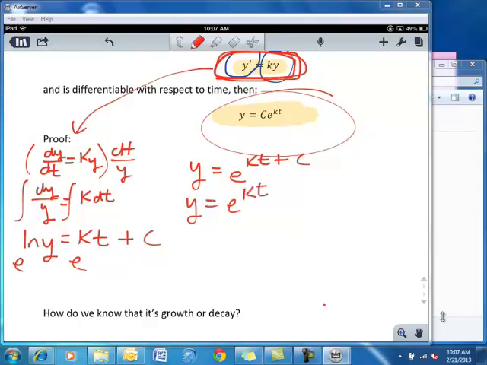Really close. I'll even put this in. Times. But when you multiply your bases, then you're supposed to add your exponents. And so those exponents are a sum. That means you have to break it apart by multiplication. Make sense? Okay, so what's e to the c? Just a constant. So y equals c e to the kt. What do you think? Is that good?